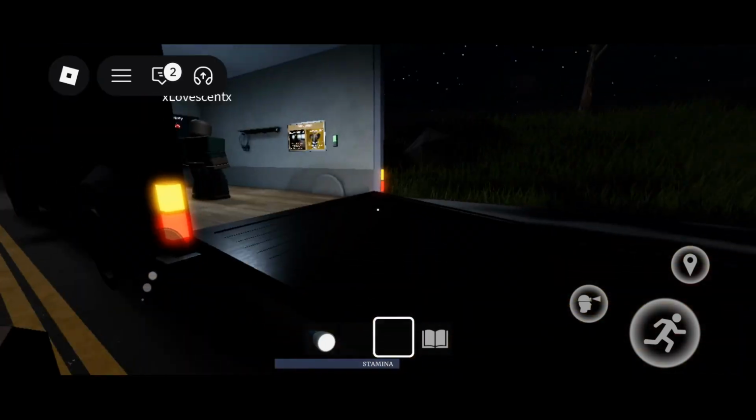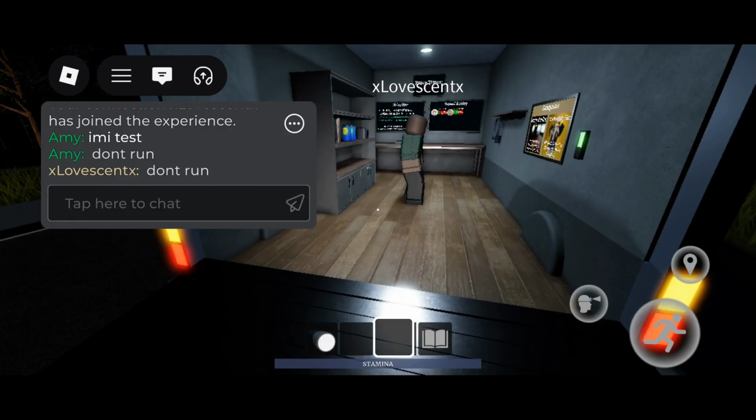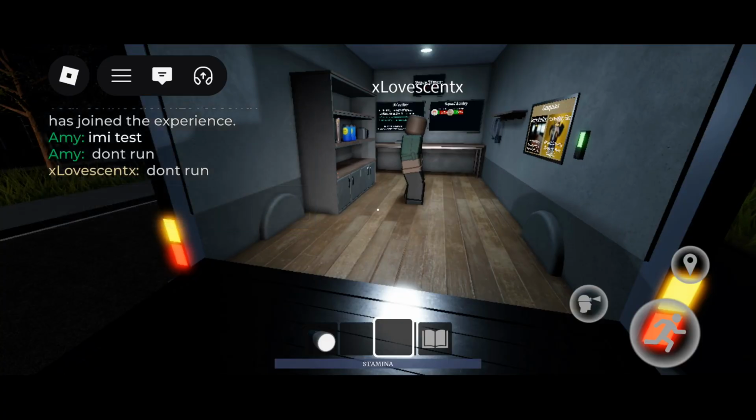The third one is Imitator. Imitator is going to be acting like a player. They are going to chat in the chat and create fake footsteps. They also copy player chat and voice chat, and they are going to repeat whatever you say with your own voice.